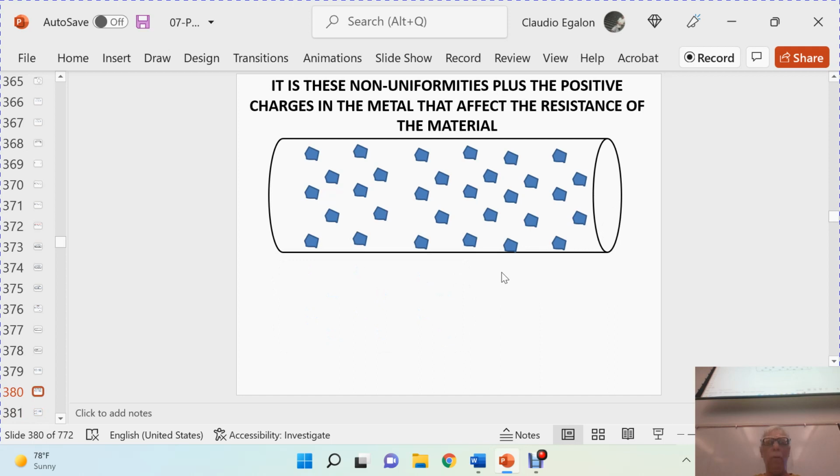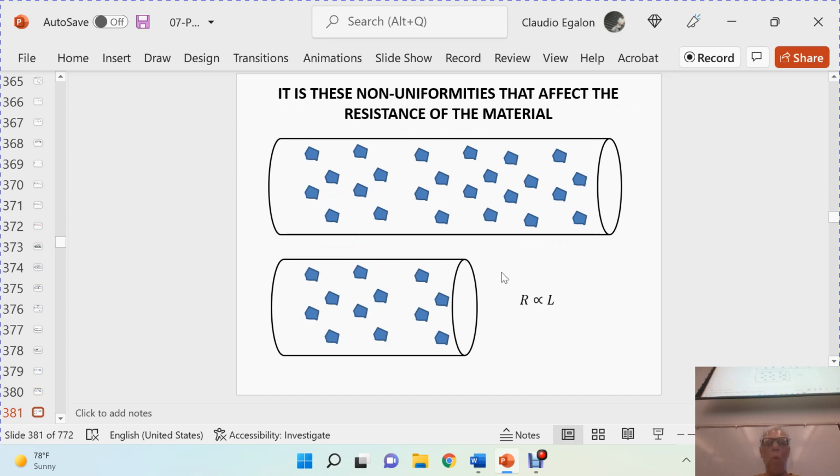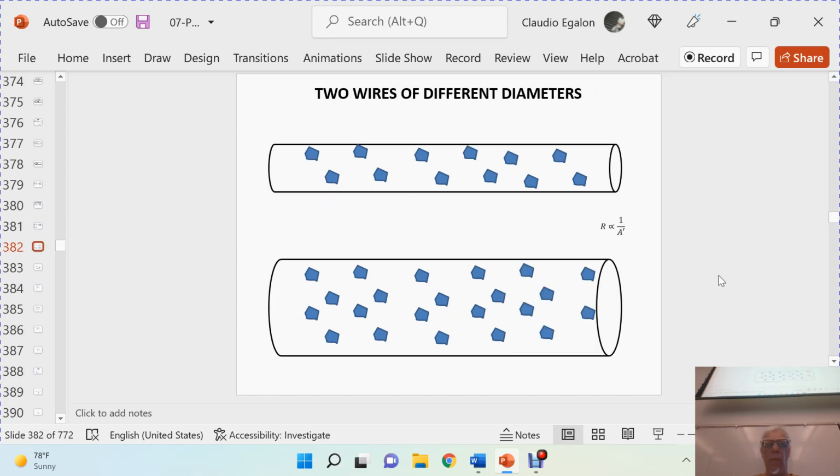Here we go. So what do we know about the resistance of the material? We do know that the resistance is larger when you have a longer wire. The longer the wire, the more resistance we have. The longer the wire and everything else being equal, the larger the resistance. The thicker wire has less resistance than the thinner one. Everything else being equal, the thicker wire is going to have less resistance than the thinner one. Okay, so we write like that.